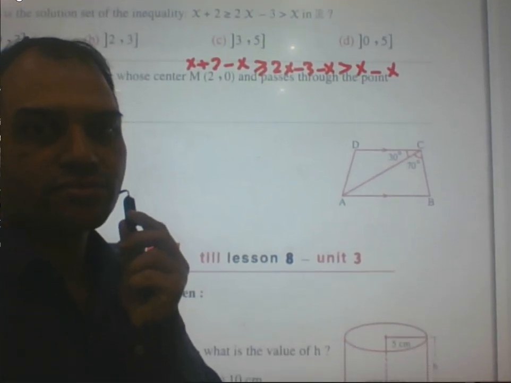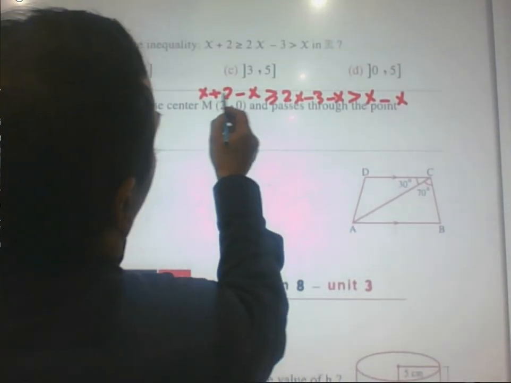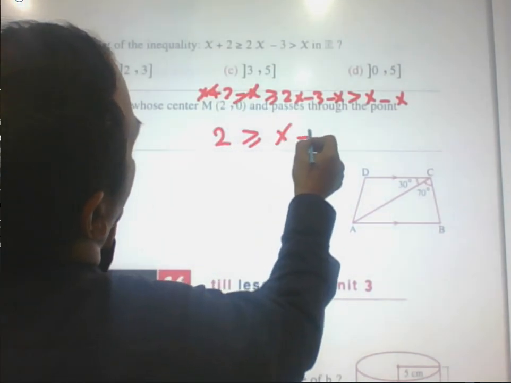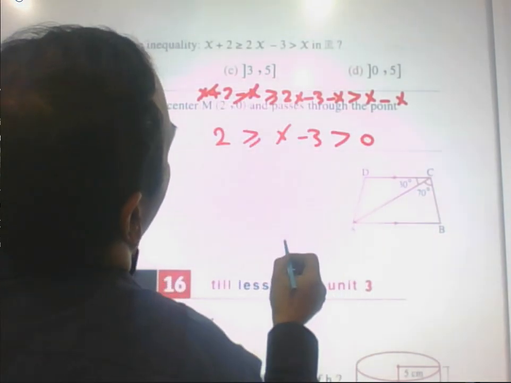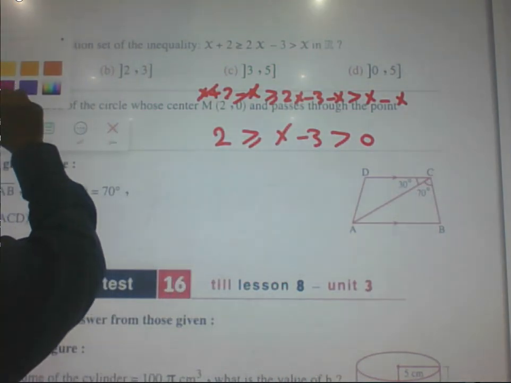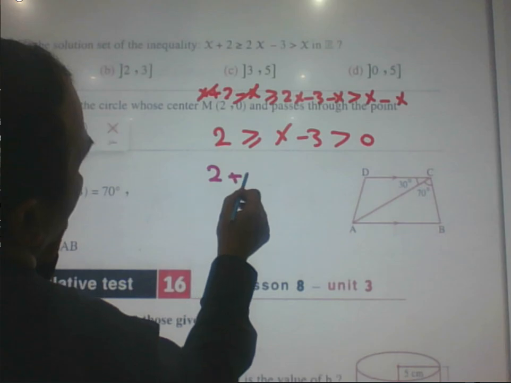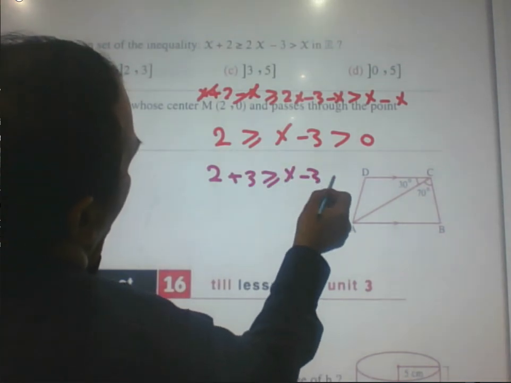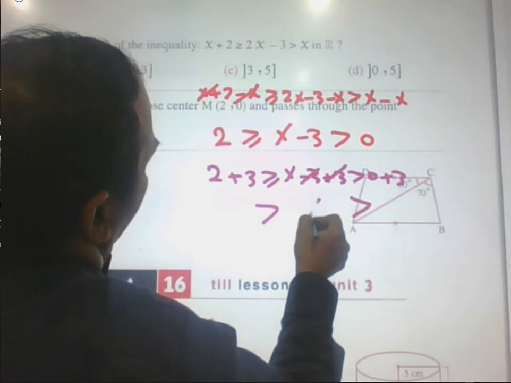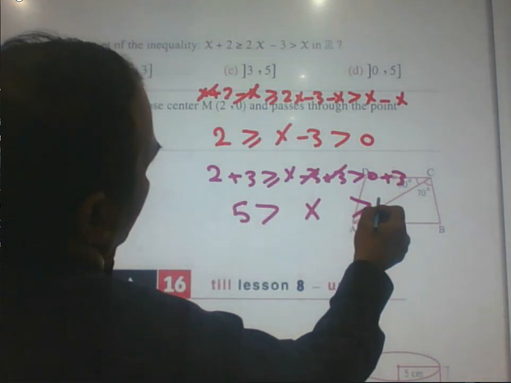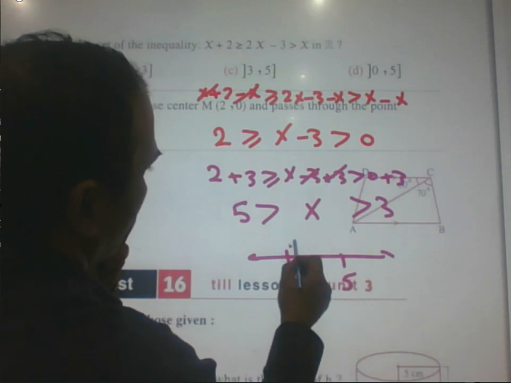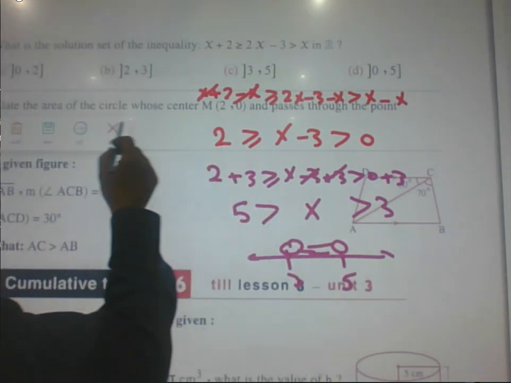Complete with me here. First, x minus x is 0, then we have 2 greater than or equal to 2x minus x, which equals x, minus 3 greater than x minus x, which is 0. Next step, we will add 3 to the three parts to cancel negative 3 here. You must add positive 3. Then 2 plus 3 greater than or equal to x minus 3 plus 3 greater than 0 plus 3. Then x right here, and 2 plus 3 is 5, and 3 plus 0 equals 3. Then the interval from 3 to 5 will be open.